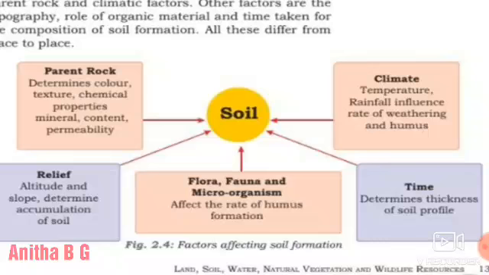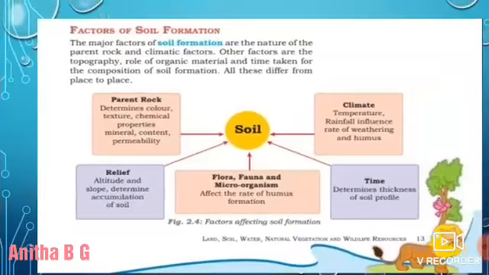Next, climate. Temperature and rainfall influence the rate of weathering and humus. So climate means temperature and rainfall, which influence the rate of weathering and humus, and these are factors of soil formation. So I hope you all got this.